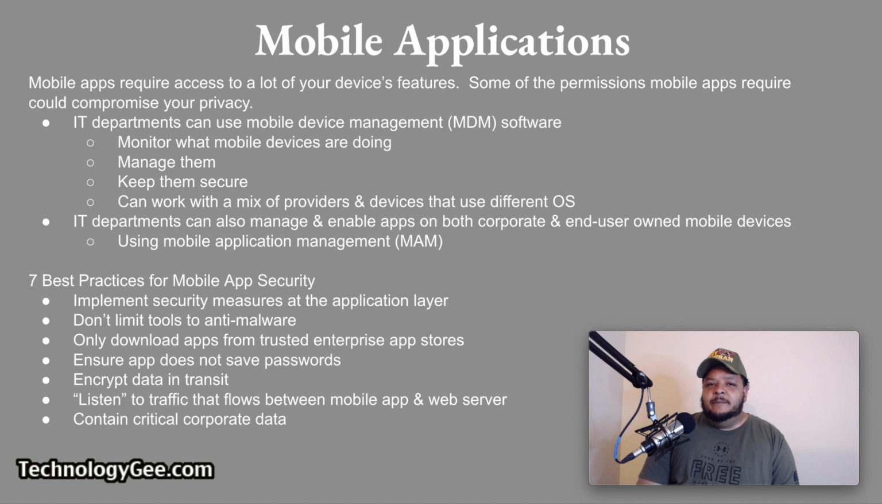Here are seven best practices for mobile application security. You can implement security measures at the application layer. Do not limit tools to just anti-malware. Only download apps from trusted enterprise app stores. Ensure the app does not save passwords, encrypts data in transit, and, quote unquote, listens to the traffic that flows between the mobile app and the web server, and contain critical corporate data.